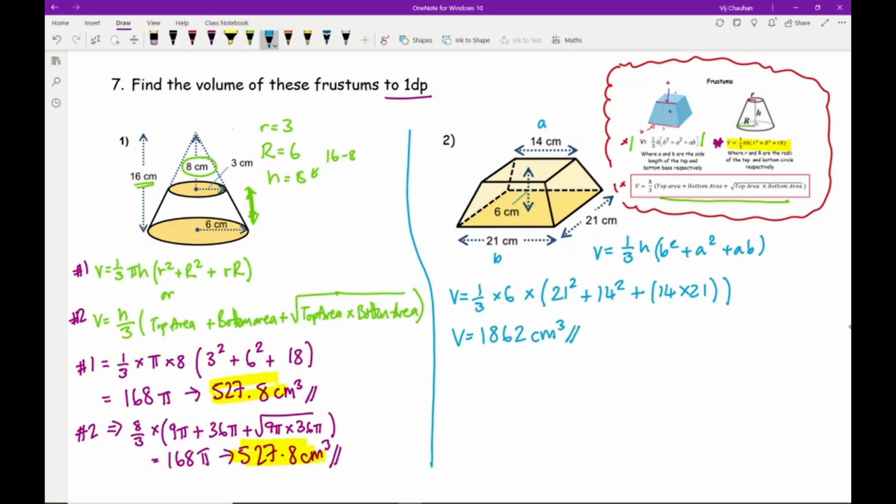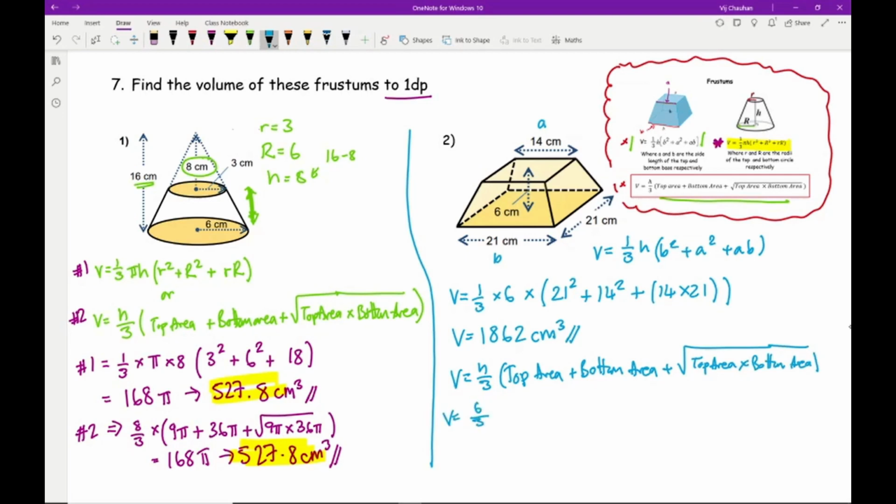Now again, if I was to use the other formula, so V equals h over 3, and I've got the top area plus the bottom area plus the square root of the top area times the bottom area, I should get the exact same answer. So let's just type that in just for argument's sake.